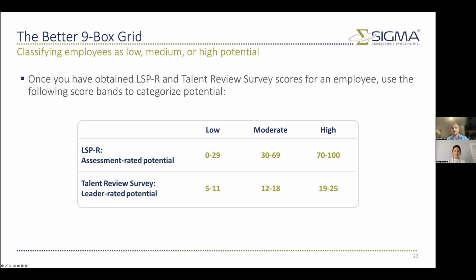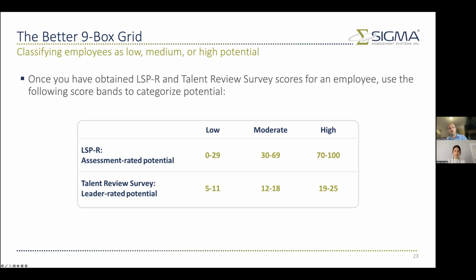So once you have assessment rated LSPR potential and talent review survey scores, you can easily map them onto the 9-box using the criteria shown on this slide. And something to note here is that this saves the effort of having to conceptually define performance yourself and develop the associated normative scoring bands. And it also gets around a lot of the ambiguity associated with what high potential actually means, because again, the talent review survey provides a very clear scoring guide.